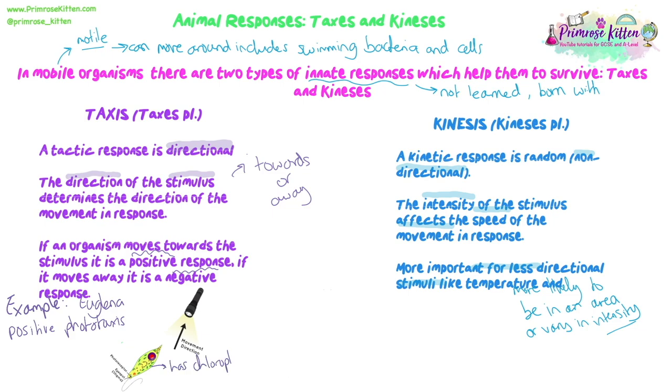And this makes logical sense. If my torch is shining in this direction, the movement of direction will be towards the light. It's positive phototaxis, and this makes sense. It has chloroplasts, it can photosynthesize, so if it's going to move in a direction, it's going to move towards light to enable it to carry out more photosynthesis. So that's my description of it and my explanation of why that phototaxis and that positive response makes sense there.